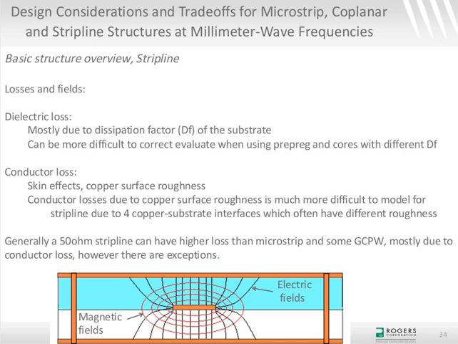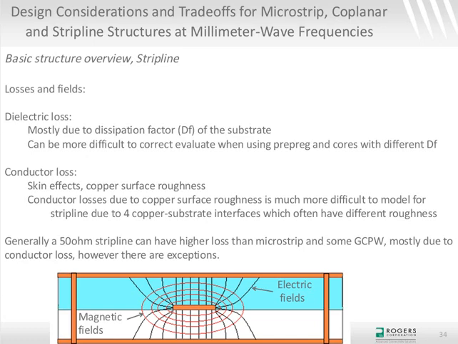And then conductor losses, similar to what we already talked about, where skin effects are coming into play, and also copper surface roughness. The effects of the copper surface roughness are a little more difficult to deal with in the stripline circuit because now you have 4 of these copper substrate interfaces, and each of those interfaces has different things going on. And a lot of times, as the circuit is made, we may know what the copper surface roughness is on 2 of those layers, but just by the way the circuit's made, we may not know the copper roughness on the other 2 layers. So copper surface roughness is a little more tricky to understand for the stripline structure.